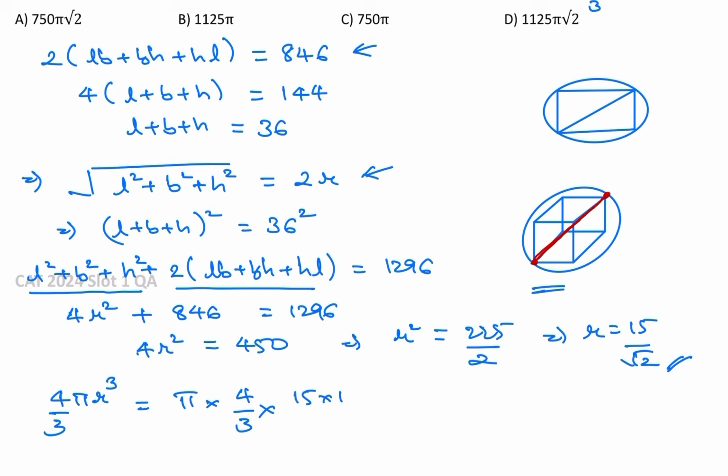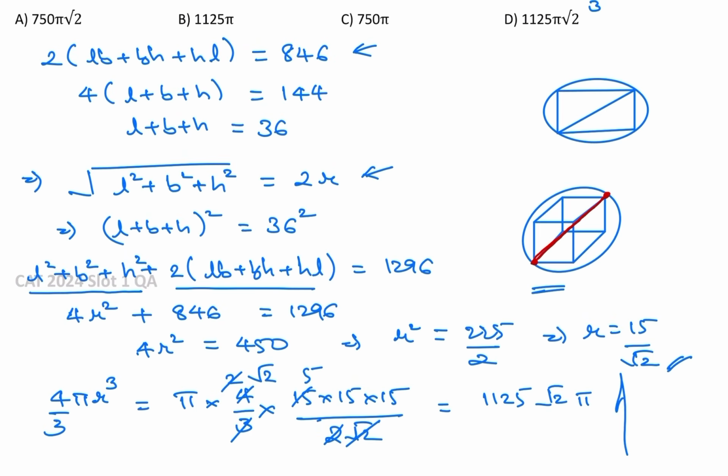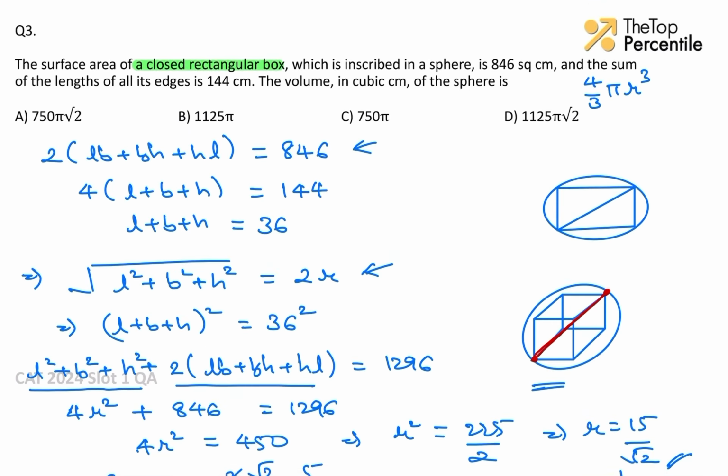So this will be 15, 15, 15 three times. And root 2 cube will be 2 root 2. So we'll cut this and let's get rid of root 2 as well. 3 5s are 15. 15 square will be 225, 225 5s are, it will be 1125. So this should give me 1125 root 2 pi. So this should be my answer, which will be option number D.